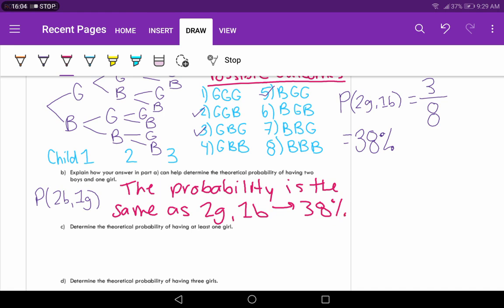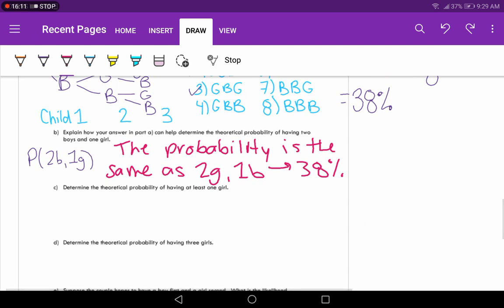Okay, and again, that's theoretically, right? It's not like these kids are being born as we do this experiment. This is just us trying to figure out the likelihood that this will happen.